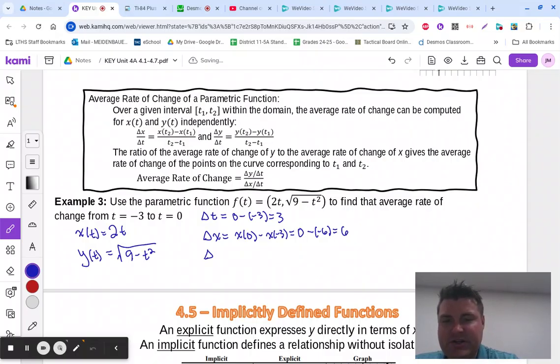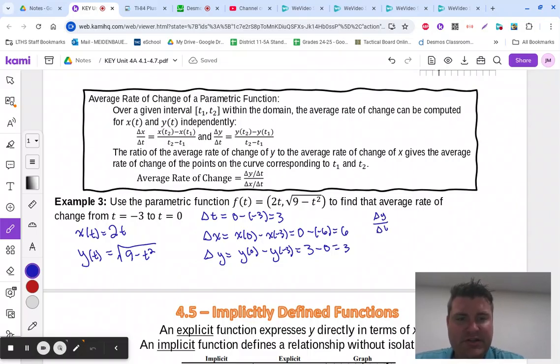And then delta y, change in y, is going to be y of 0 minus y of negative 3. y of 0 is 9 minus 0 squared, so the square root of 9, which is 3. Minus, it's a 0. So we get 3 here. So change in y over change in t is 3 over 3, which is 1. Change in x over change in t is 6 over 3, which is 2.